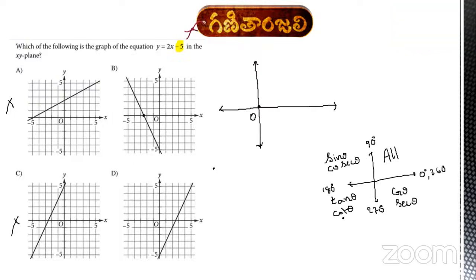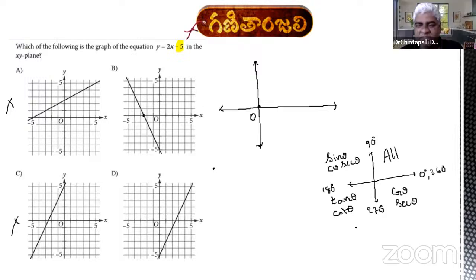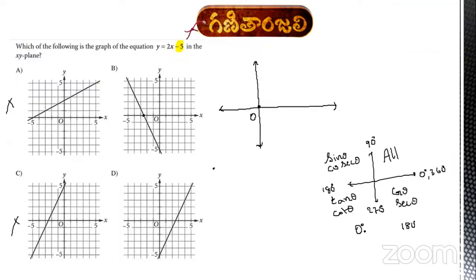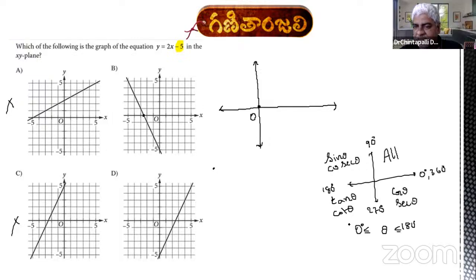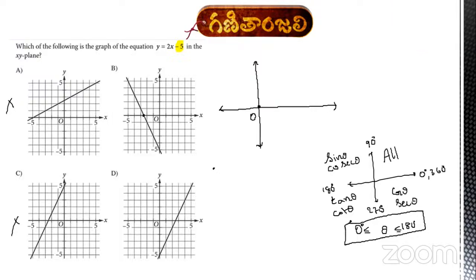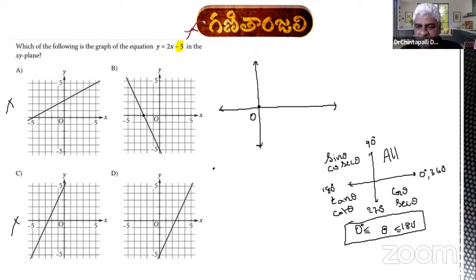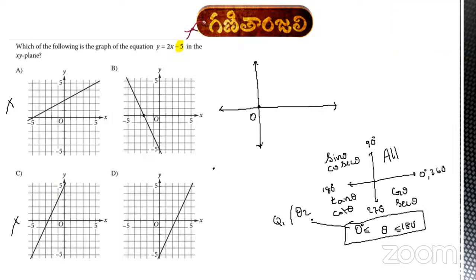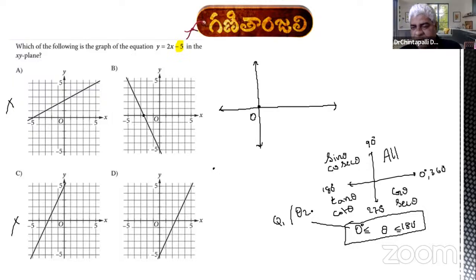And in the very beginning, we discussed that the inclination of any line must lie between 0 degrees and 180 degrees, including 0 degrees, excluding 180 degrees. In this range, two quadrants are covered: the first quadrant and the second quadrant. So inclination must be either in the first quadrant or the second quadrant.